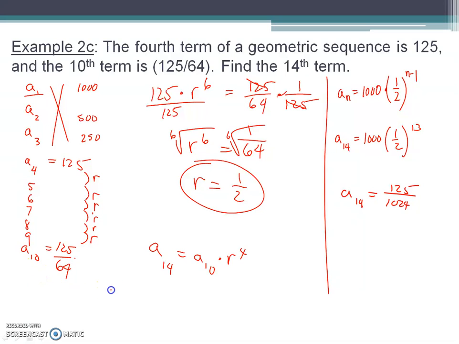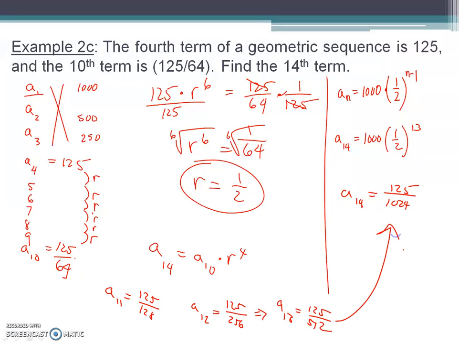if you work your way through it, your a sub 11 is 125 over 128, multiplying by 2. Your a sub 12 would be 125 over 256. Your a sub 13 would be 125 over 512, which brings us back around full circle to that. So we verified in a few different ways, but any way you look at it, the 14th term of that geometric sequence is 125 over 1024. And that is how geometric sequences work.